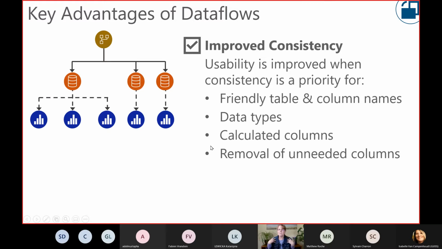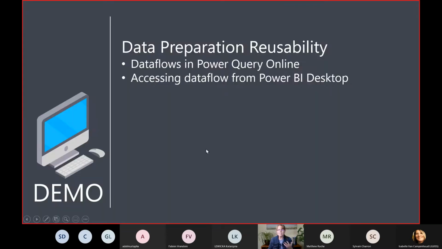Finally, the last point is improved consistency. If you start investing in data flows, my suggestion is to put as much as possible into the data flow that you can: making the table and column names friendly, assigning proper data types, adding your calculated columns, getting rid of stuff you don't need, and so forth. That will take the effort off of the people doing the work at this next level, your dataset authors, but it doesn't limit them. Let me show you what I mean by that here.